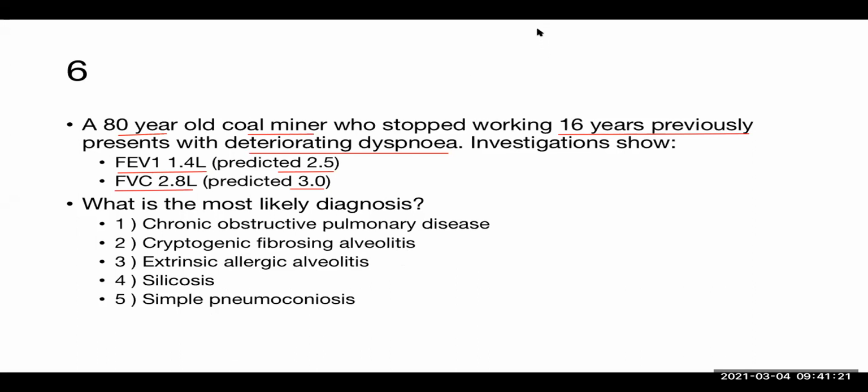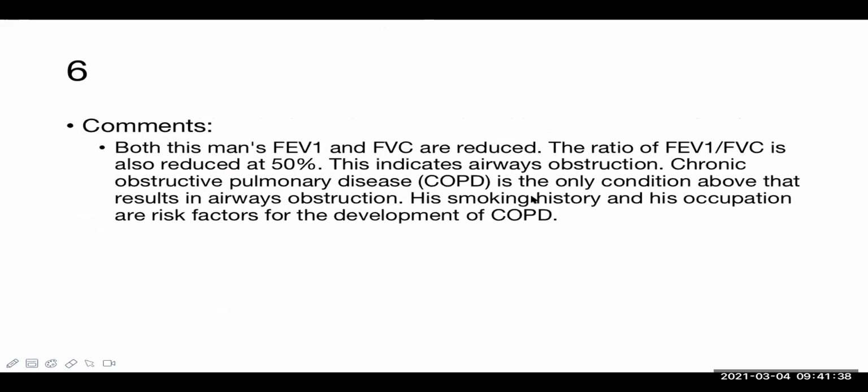And this type of history is given just to confuse you. Now see here. Let's see the explanation now. The comments: both this man's FEV1 and FVC are reduced. See here. The ratio of FEV1 to FVC is also reduced, at 50% in this case. This indicates there is an airway obstruction or obstructive airway disease.